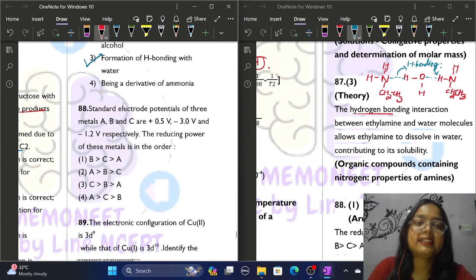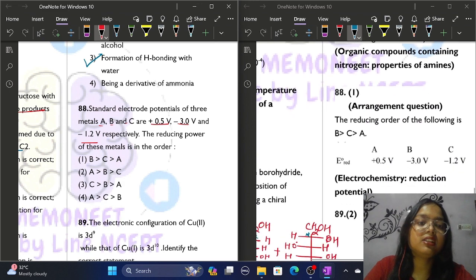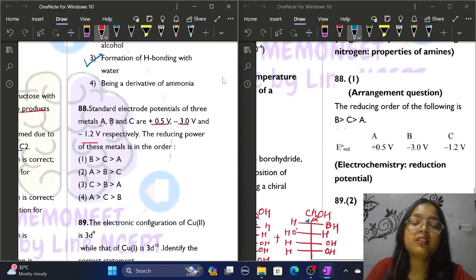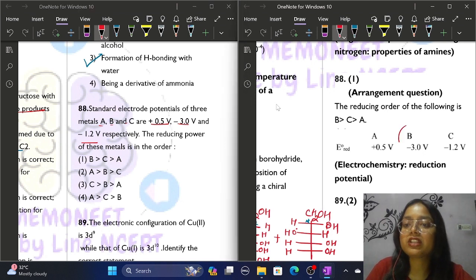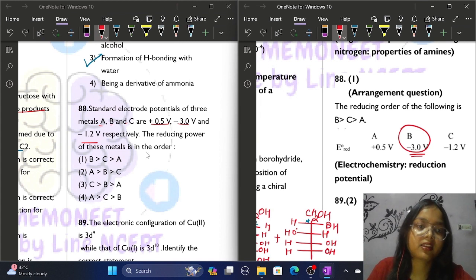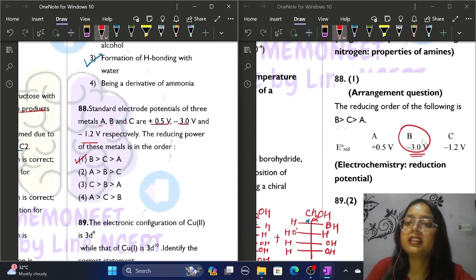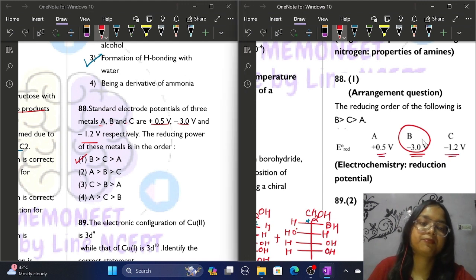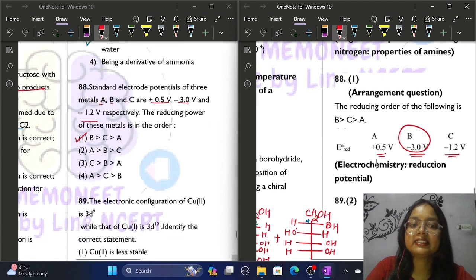For question number 88, the standard electrode potentials of the three metals A, B and C are given. The question is about the reducing power of these metals. The element which has the greatest negative electrode potential is metal B. Therefore, it will have the greatest reducing power. So B will have the greatest reducing power, then C, then A. So option 1 is the correct option.